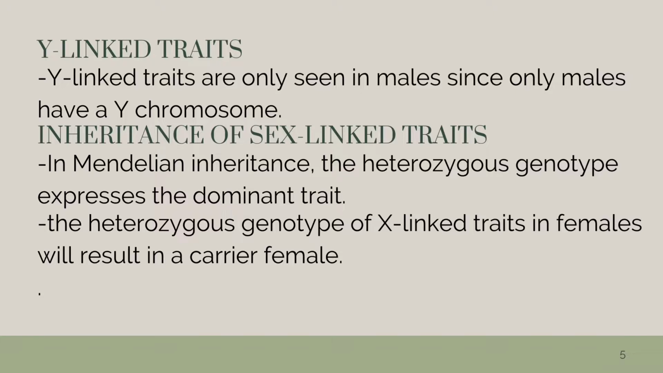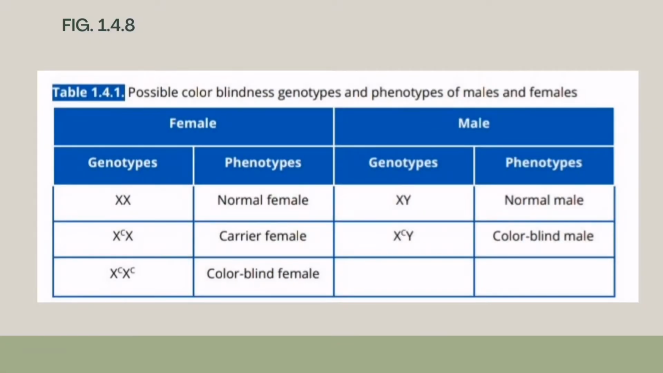Next, inheritance of sex-linked traits. In Mendelian inheritance, the heterozygous genotype expresses the dominant trait. The heterozygous genotype of X-linked traits in females will result in a carrier female. This table shows the possible color blindness genotypes and phenotypes of males and females. In females, if your genotype is two X's, your phenotype is a normal female. And in males, if your genotype is X and Y, then your phenotype is a normal male, and so on.